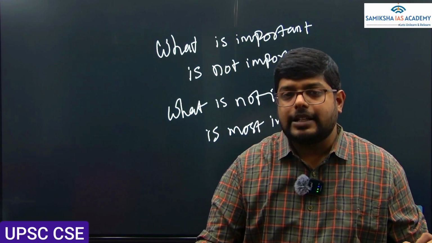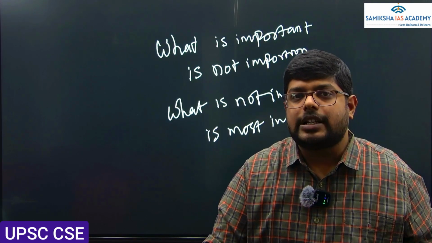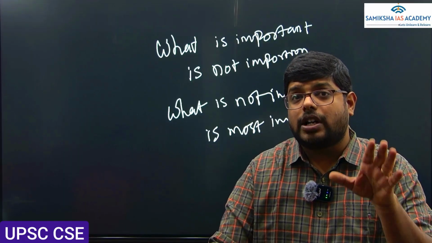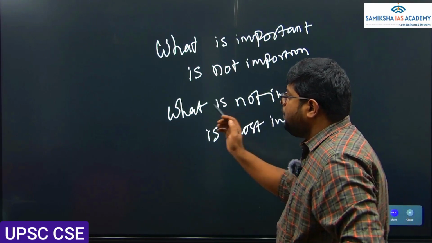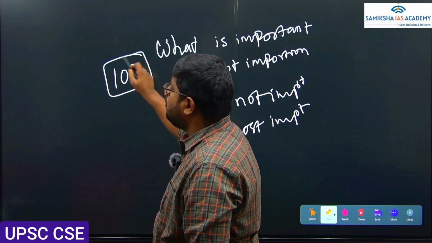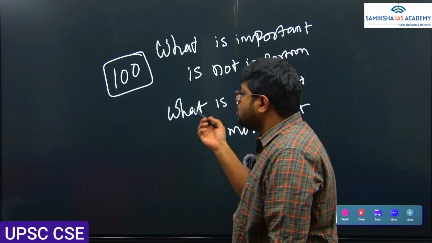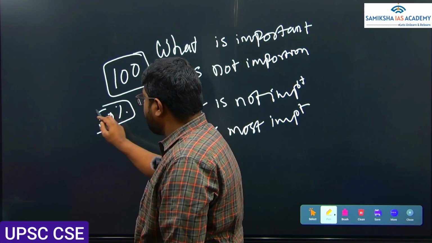See, while discussing the subjects, while reading subjects like geography or any subject for the prelims, knowing what is important is not important. Knowing what is not important is most important. Because in the prelims there are 100 questions, but it is not mandatory for us to solve all 100 questions, because the cutoff is always nearly 50%.